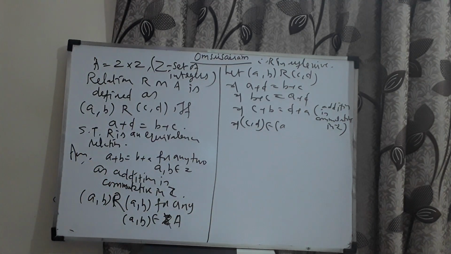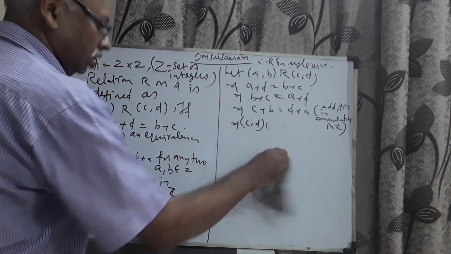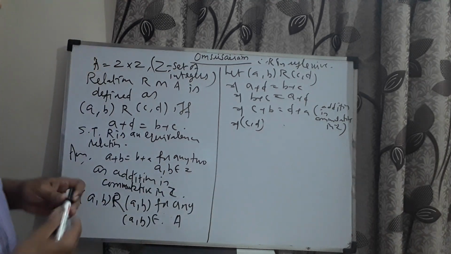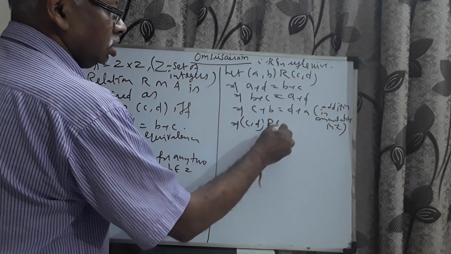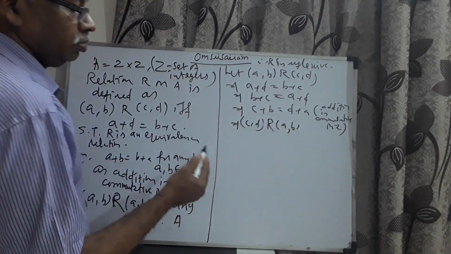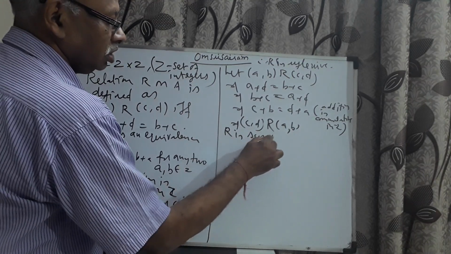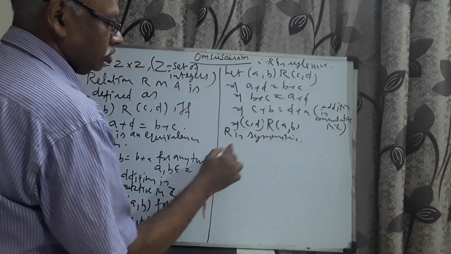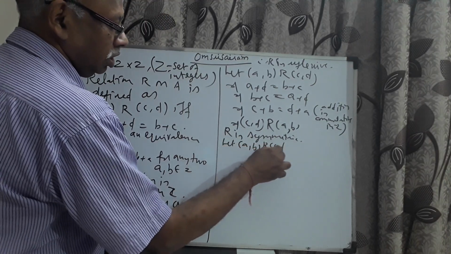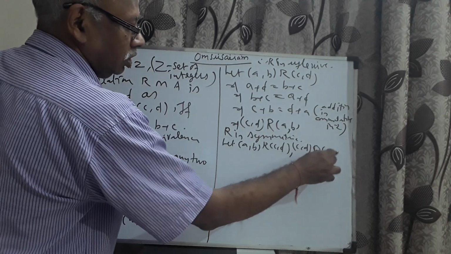In the reverse way it will be true, in the reverse way it will be related: (c, d) R (a, b). Just see here, c plus b is equal to d plus a, which will be true. Therefore, this is the real meaning of symmetricity. Therefore, R is symmetric.